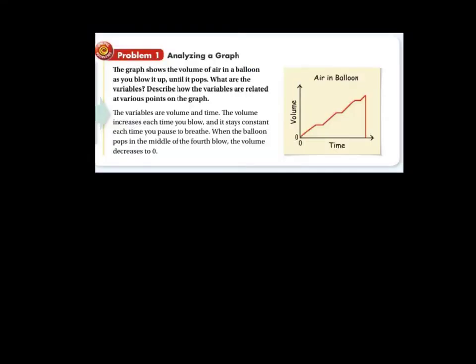Okay, analyzing a graph. This graph shows the volume of air in a balloon as you blow it up until it pops. What are the variables? Describe how the variables are related at various points on the graph. Now, I know that you have an answer already here, but let's go through it together.